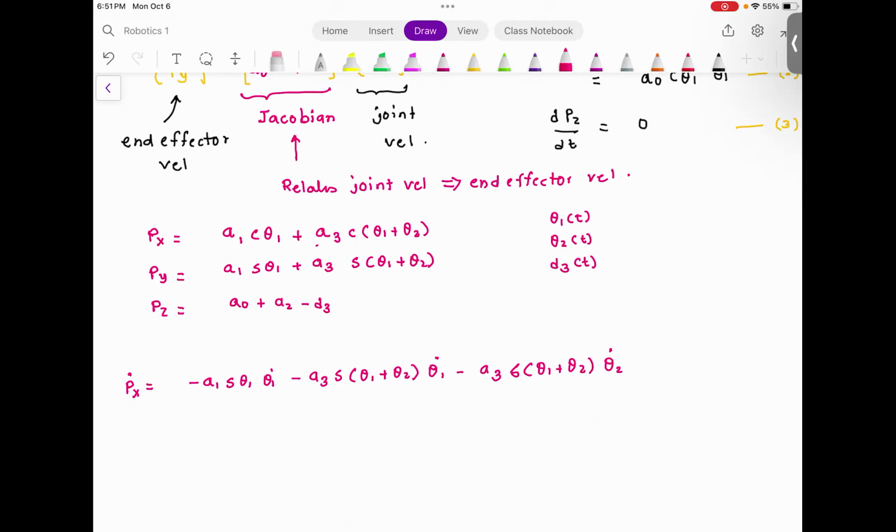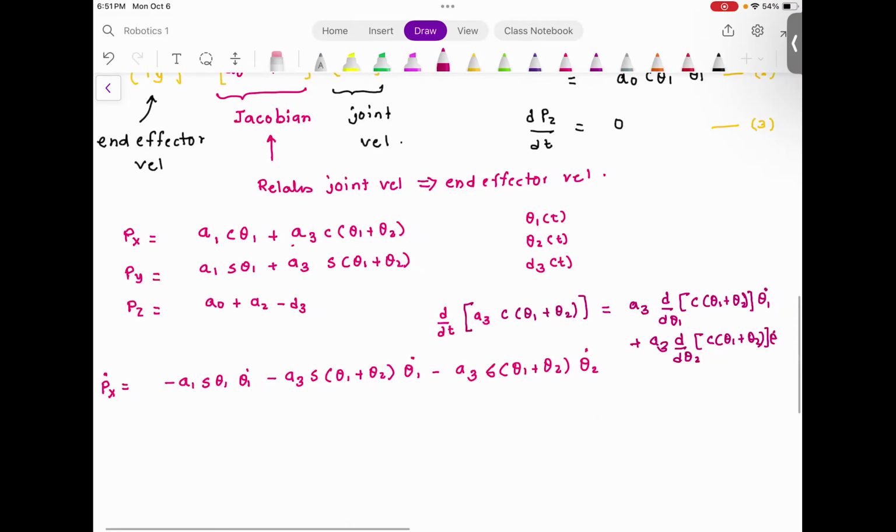For my own satisfaction, I want to work out this derivative, okay? d by dt of A3 cosine of theta 1 plus theta 2 is A3 d by d theta 1 of cosine of theta 1 plus theta 2 times theta 1 dot, plus A3 d by d theta 2 of cosine of theta 1 plus theta 2 times theta 2 dot. Okay.